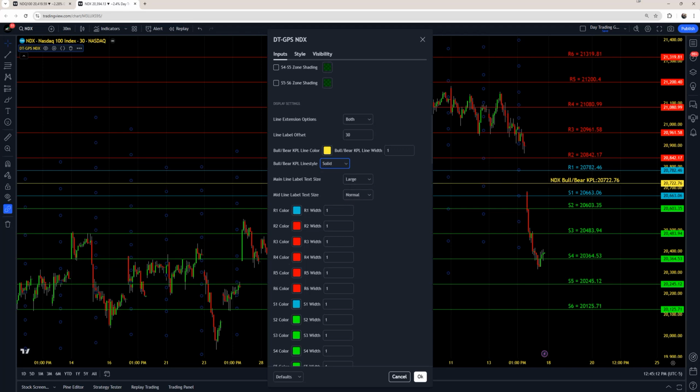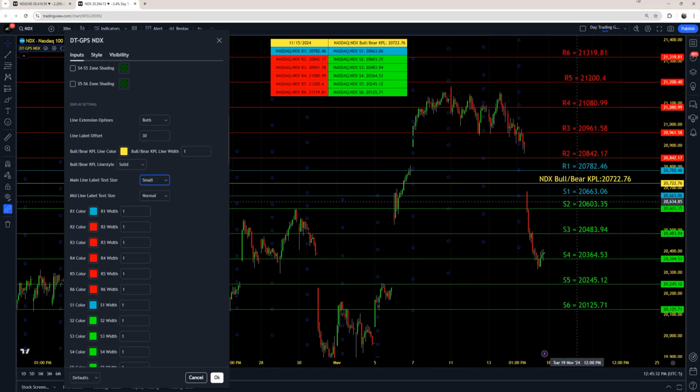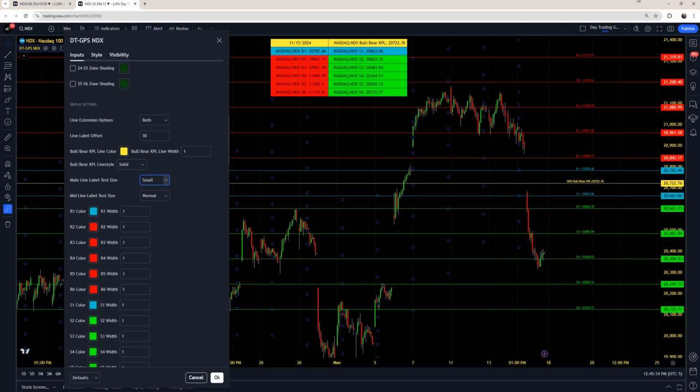Next, we have main line label text size. So right now, I have main line label text size set to large. You could set it to normal as an example, huge, small, or tiny.